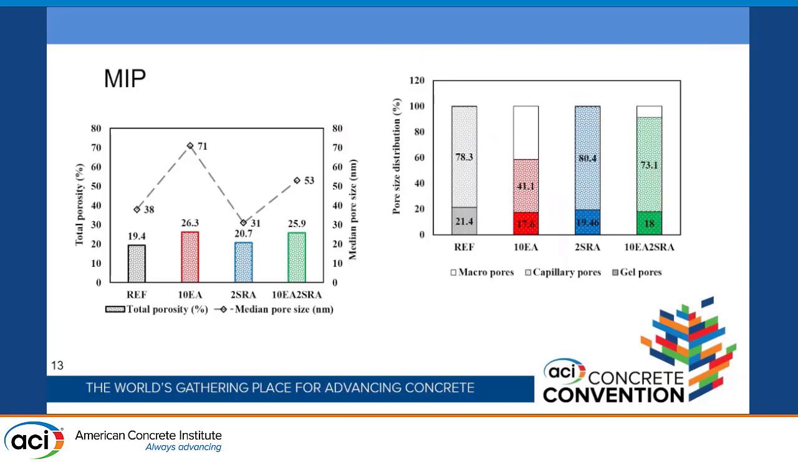MIP results are shown on this slide. The EA mixture had higher total porosity, and as you see on the right, higher micropores. Comparing the 2SRA system with the ref mixture, the 2SRA system had a larger amount of capillary pores, which is related to the function of SRA: it increases the capillary pores, reduces the surface tension, and reduces the shrinkage.